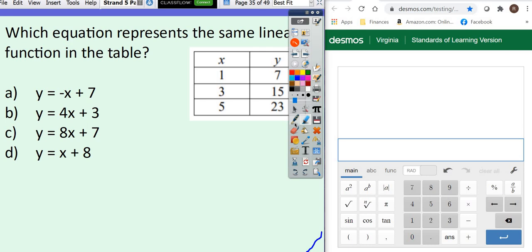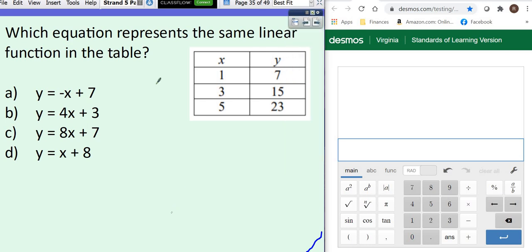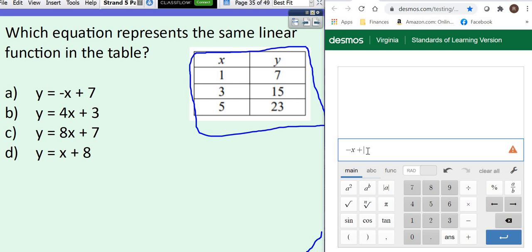Well, this one says, let me see, which equation represents the same linear function as a table? Well, you could always graph it if you wanted, but you could also use Desmos. So I'm going to put in each equation. I'm going to put in -x plus 7. I'm going to go to my next line. I'm going to put in 4x plus 3. I'm going to put in 8x plus 7. And finally, I'm going to put in x plus 8. Okay? Then I'm going to see what I can find out.